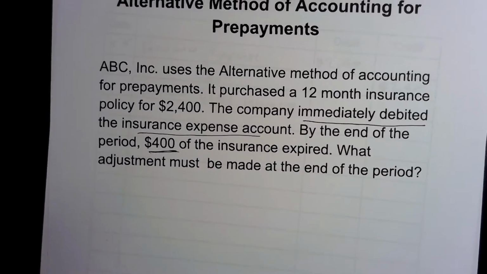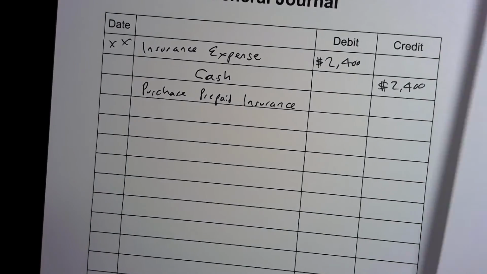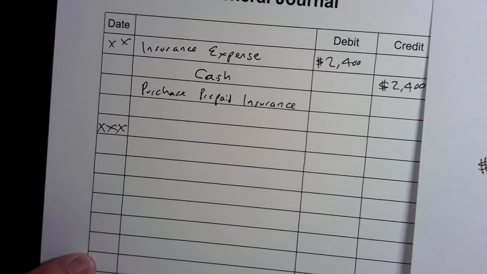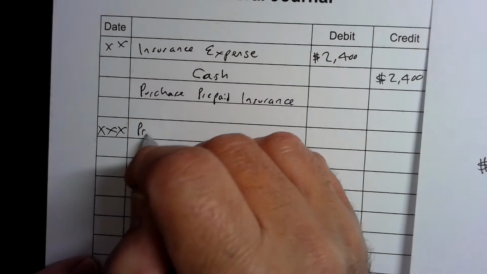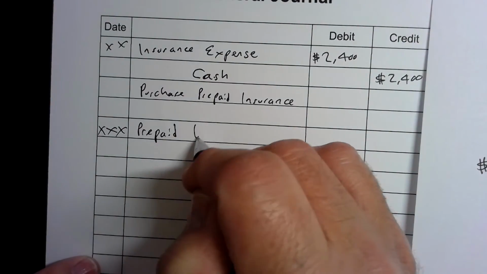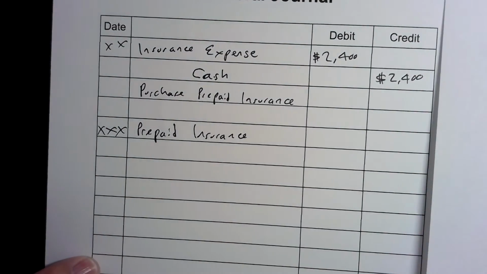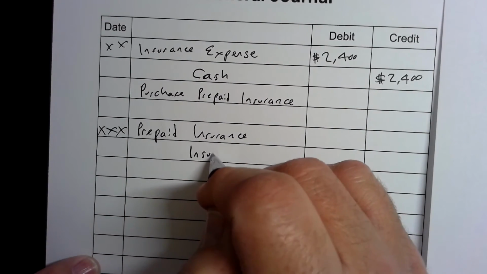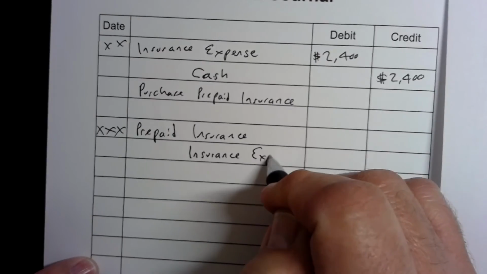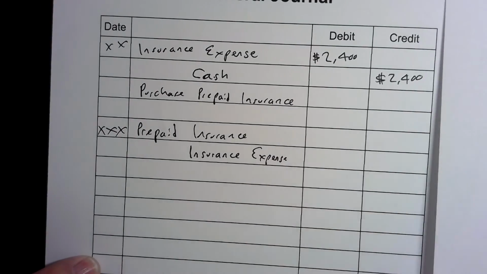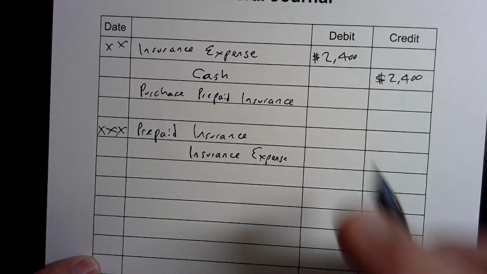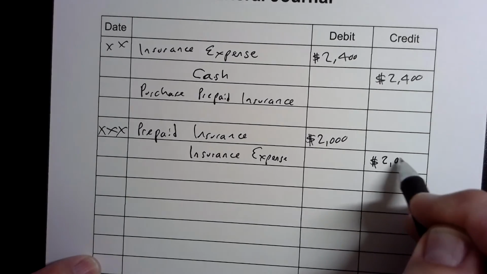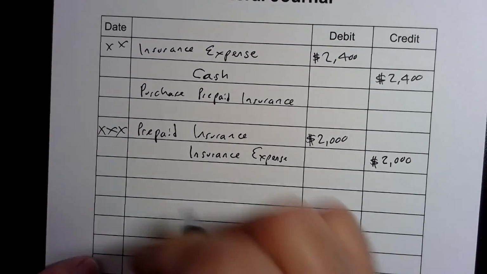Let me show you that as a journal entry. So we're at the closing date. You'd put the correct date there. I'm going to debit prepaid insurance. And again, remember that is an asset, and I'm going to credit insurance expense. And as we determined, that amount is $2,000. So it's again $2,000. Our debits and credits will now match. And we have properly accounted for this.